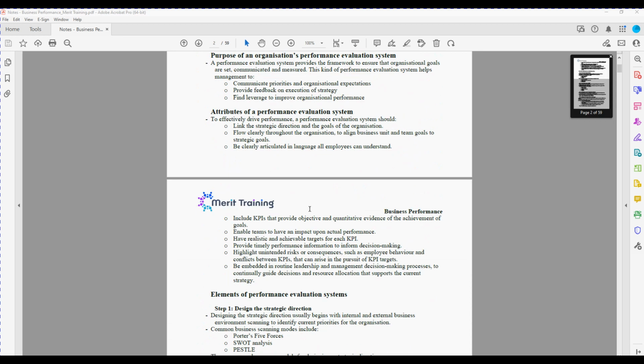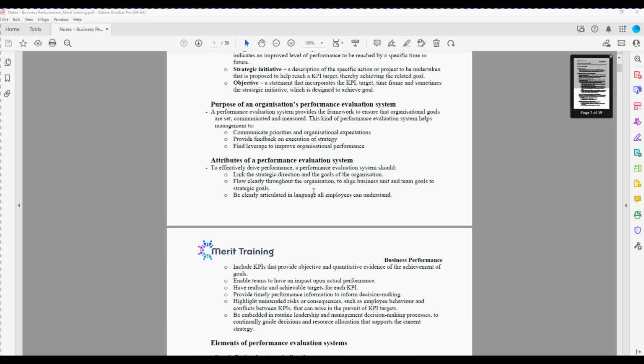Okay. So, we've talked about a framework for evaluating goals. It's also important to have a performance evaluation system, which is essentially driving performance and evaluation of the system. And this should really link the strategic goals and direction of the company. It should flow through to the organization. It should align business units, and it should be clearly articulated in language that all employees can understand.